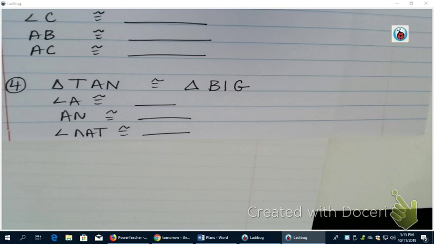Okay, the other question, here we don't have a picture, but that's okay because they already tell me that TAN corresponds with and is congruent to BIG. So I'm just going to look at it. A is in the middle, so angle A corresponds with the one in the middle, which is angle I. AN, well, AN's at the end, so that must be IG corresponds to or is congruent to. Last is NAT. As far as NAT, notice that it's backwards, starting with N and going this way. So it's got to be the other way. So it's GIB. So it's the same way, just using that congruent statement.